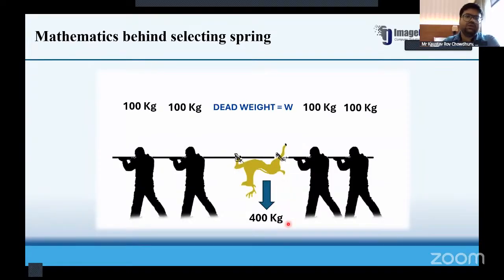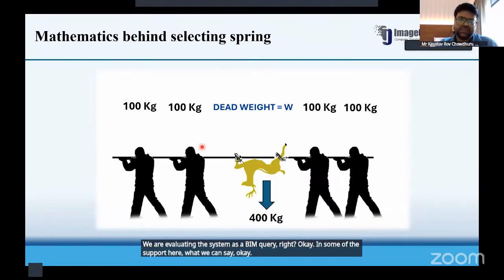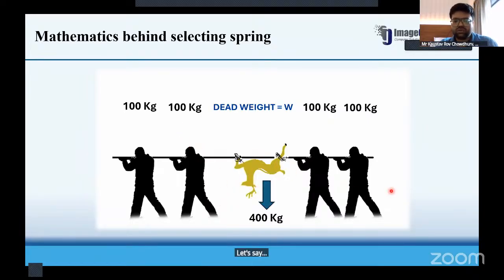Now coming to the mathematics of selecting the spring hanger. Let's say in the initial condition, or the dead weight condition, we have a load of 400 kg. This is a simple example, because in Caesar II or in pipe stress analysis, we are evaluating the system as a beam theory. So let's say each of the supports, or each of the humans carrying that load, takes 100 kg, so the total load is distributed in that fashion.